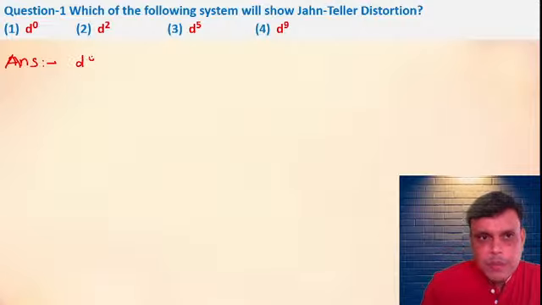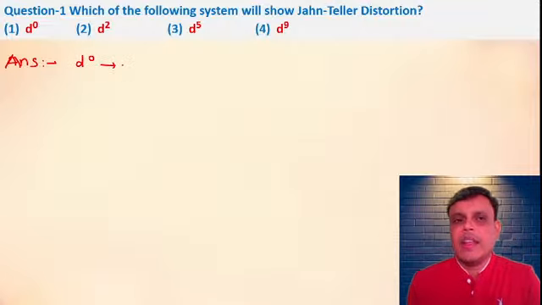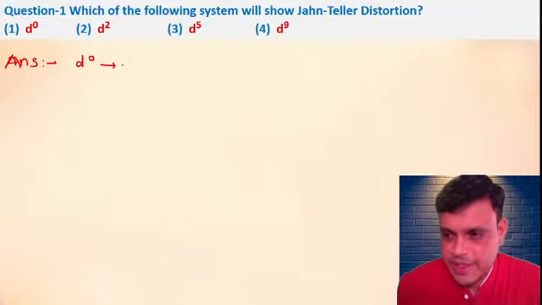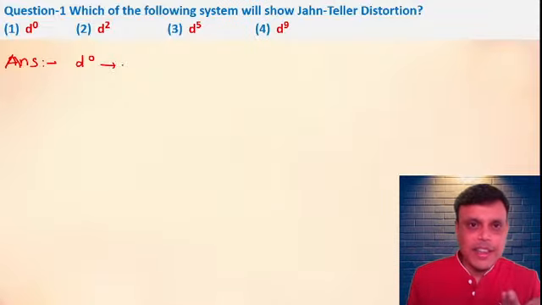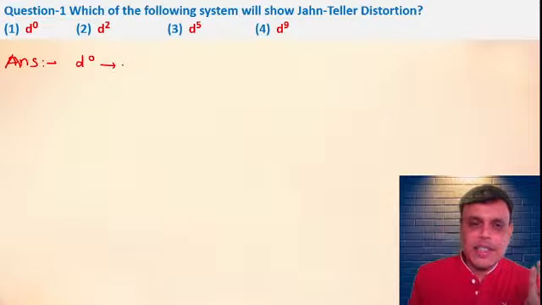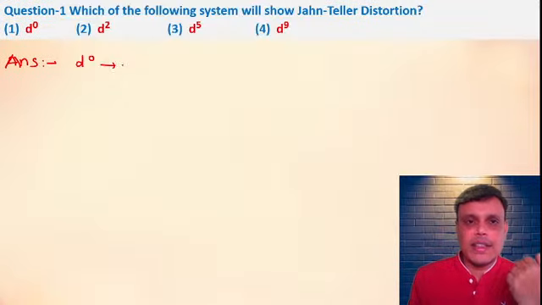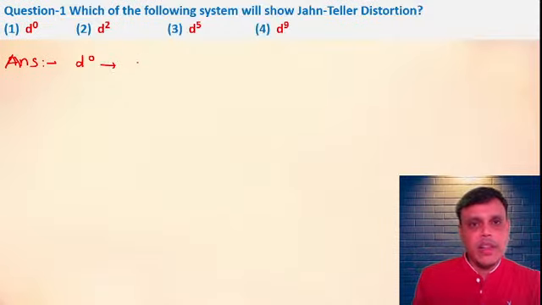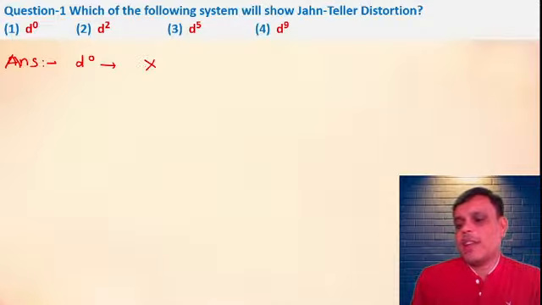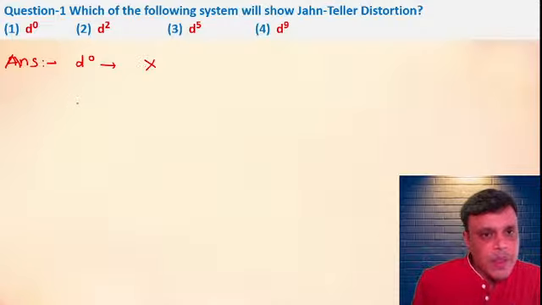A D0 system means there is no electron. If there are no electrons, there is no question of Jahn-Teller distortion. Where will axial elongation or axial compression come from? So it will not show Jahn-Teller distortion.